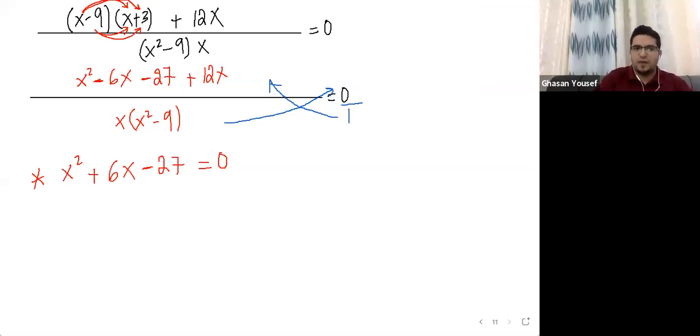We have to factor. What is the factor for this quadratic equation? I have to look for two numbers whose product is minus 27 and whose sum is 6. What are these two numbers? Plus 9 and minus 3. This is correct.